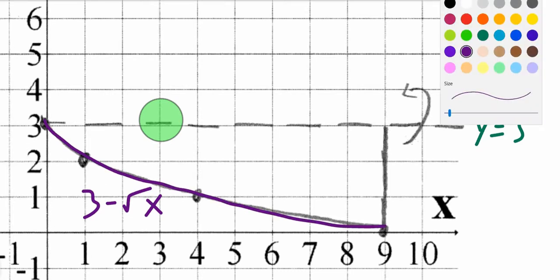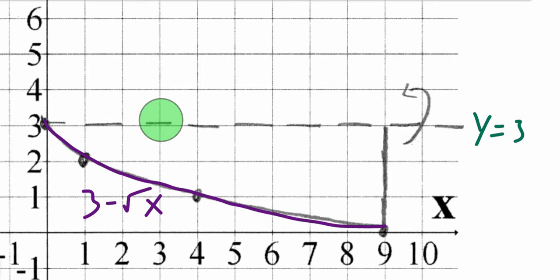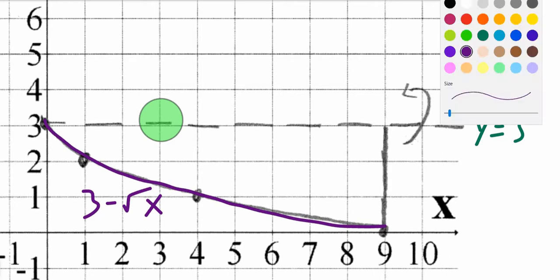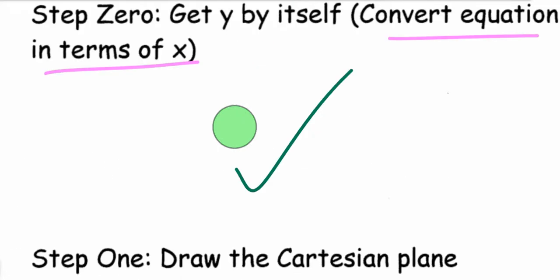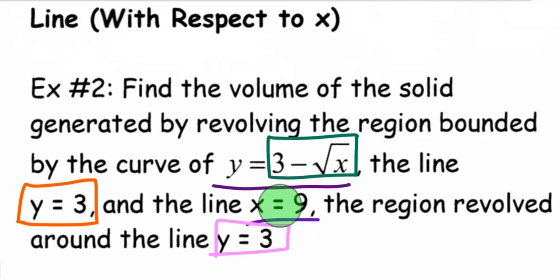Now notice that our two curves have been drawn, but notice that we are revolving around y equals 3. Our axis of revolution is the same as one of our curves, and that's important. It has to be that way in order for the disk method to work. If it's not that way, we'll resort to washer method. The other part of what we were reading says that it's also bounded by x equals 9.